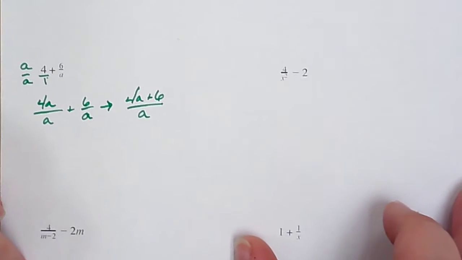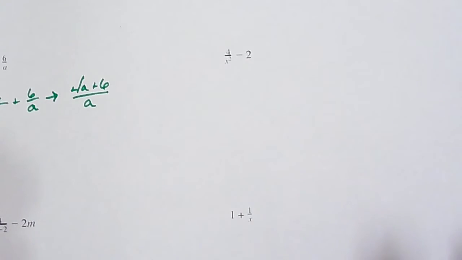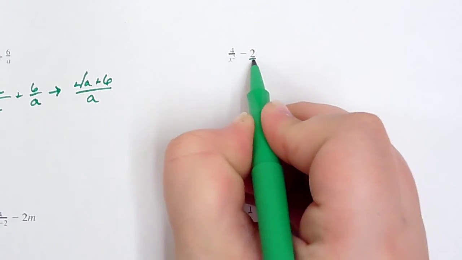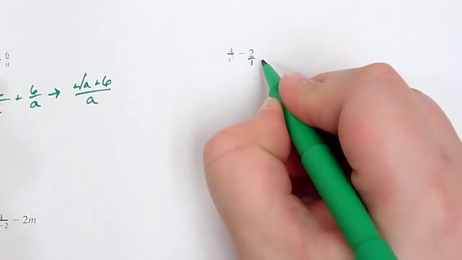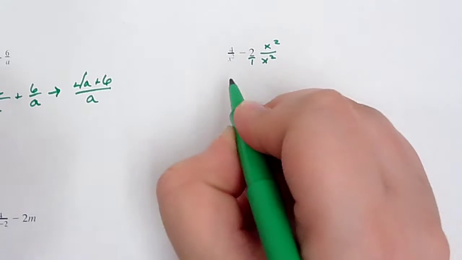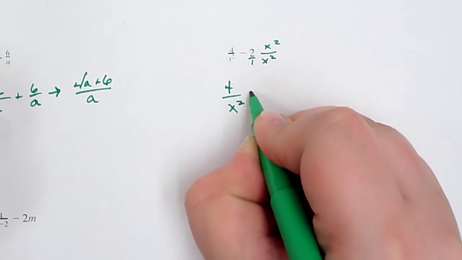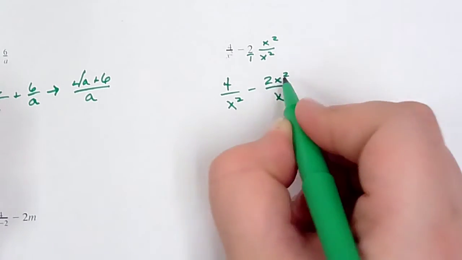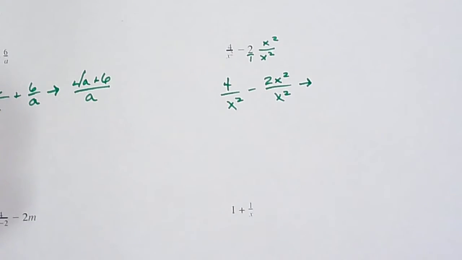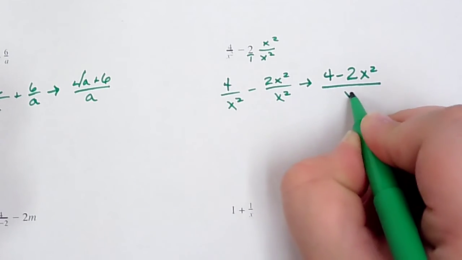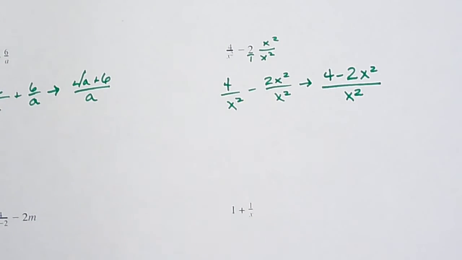What about when subtraction is involved? These were all addition examples. Let's see one with a difference. So I've got 4 divided by x squared minus 2. I currently have a 1 as my denominator, and I need there to be an x squared. Whatever I do to the bottom, I must do to the top. So when I simplify this and rewrite, I'm going to get 4 divided by x squared minus 2x squared divided by x squared. These are not like terms. They do not have the same variables with the same exponents. So I just get to write 4 minus 2x squared divided by the quantity x squared.